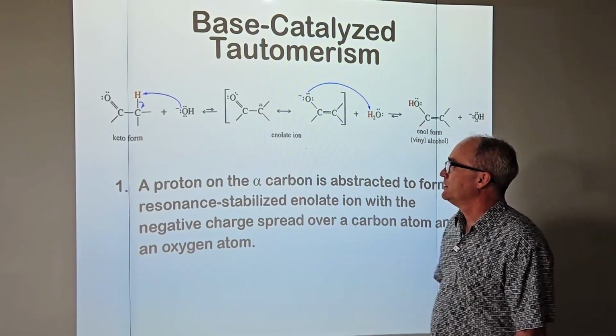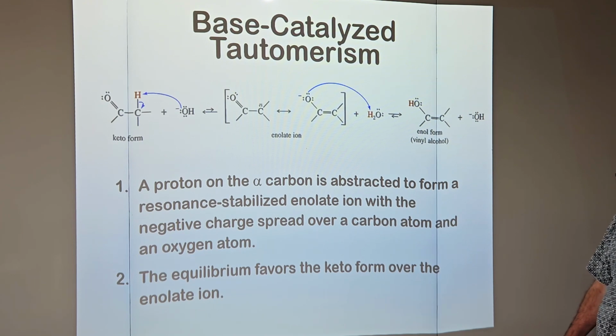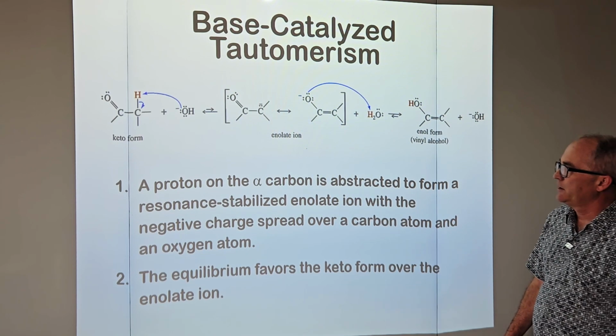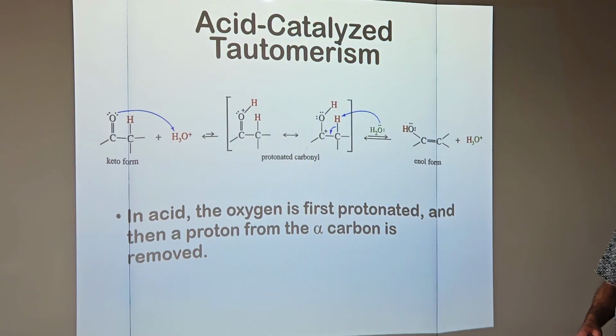Here's our enolate ion, and here it got protonated. The equilibrium favors the keto form over the enolate ion. That's this thing over this thing. All right, well, that was base catalyzed.